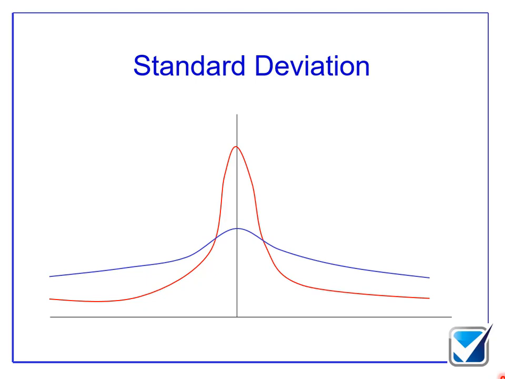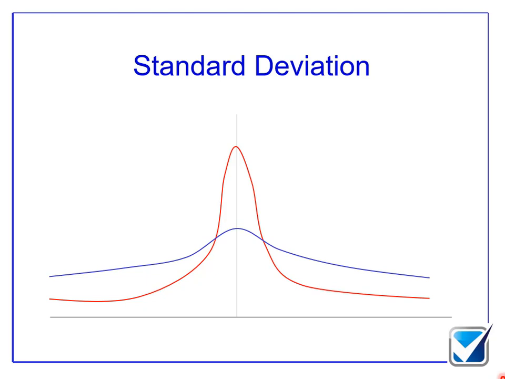Now, every single normal probability distribution curve is set up in such a way that we have this type of bell curve, and 95% of all occurrences fall within the mean plus or minus 2 standard deviations.